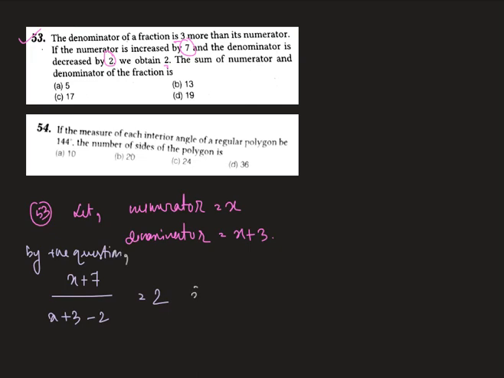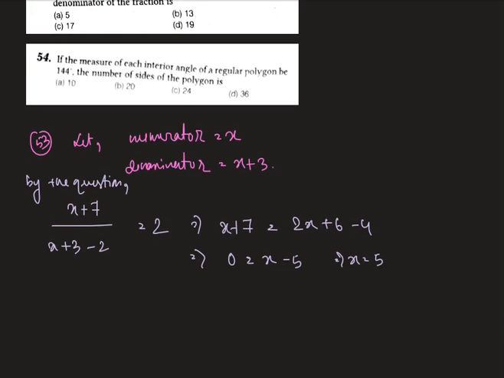Okay, so from this equation we can find the value of x. We get x plus 7 is equal to 2x plus 6 minus 4, which results in x minus 5, hence x is equal to 5. And therefore the numerator of the fraction is 5 and the denominator is 5 plus 3, that means 8.